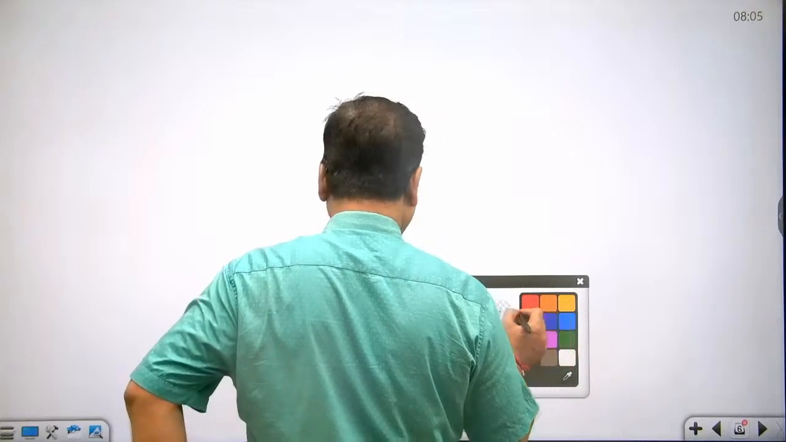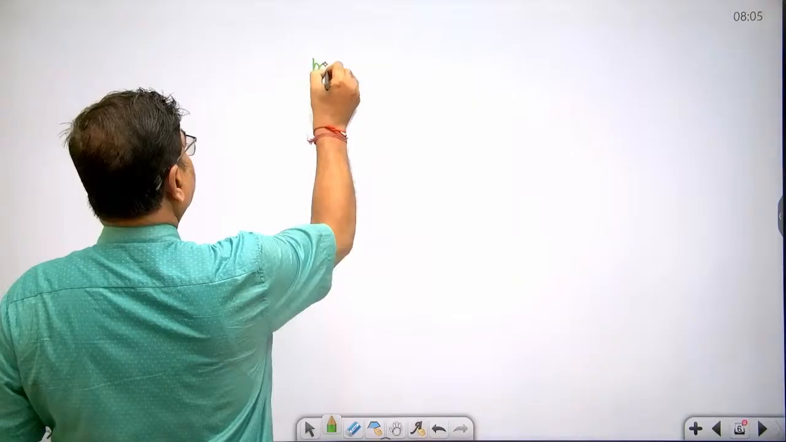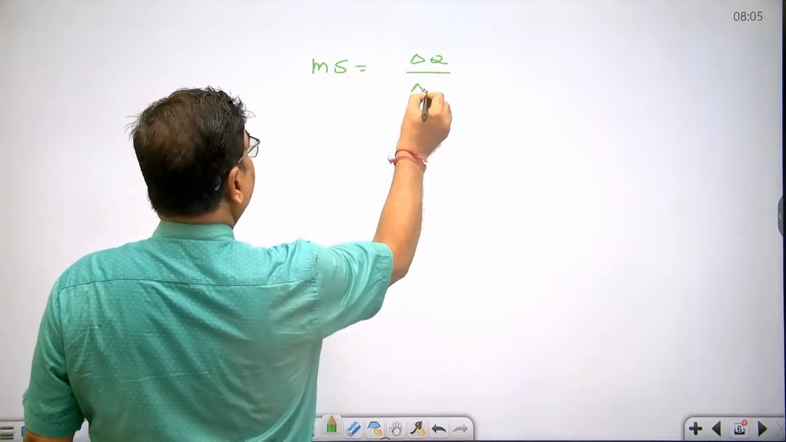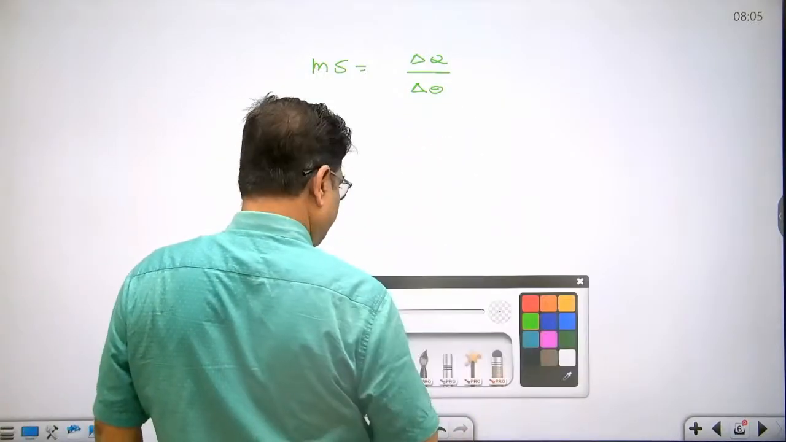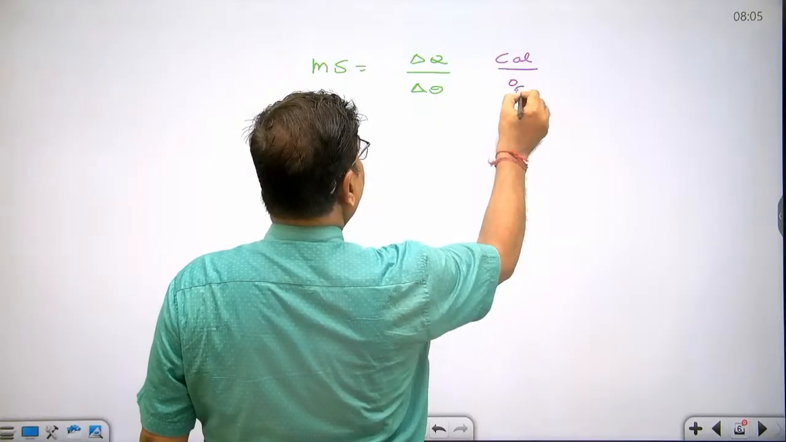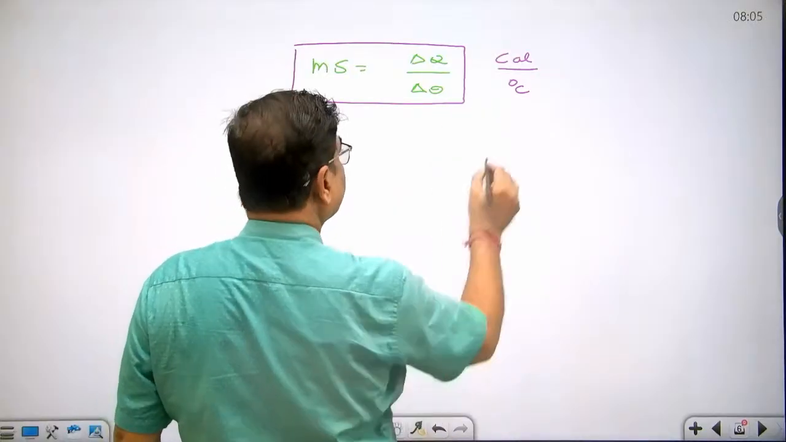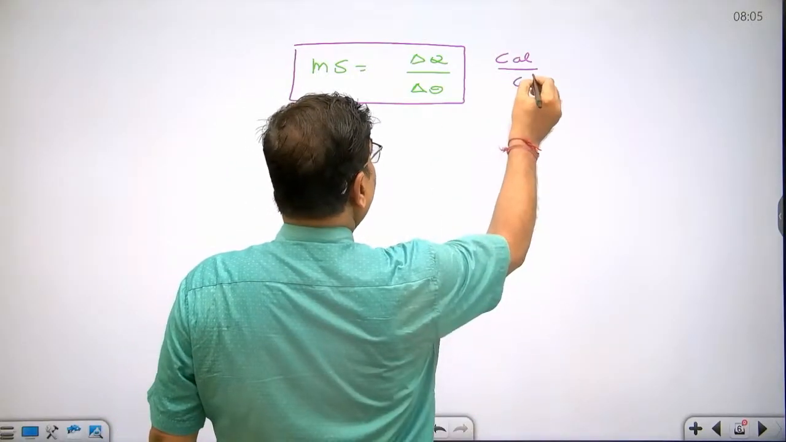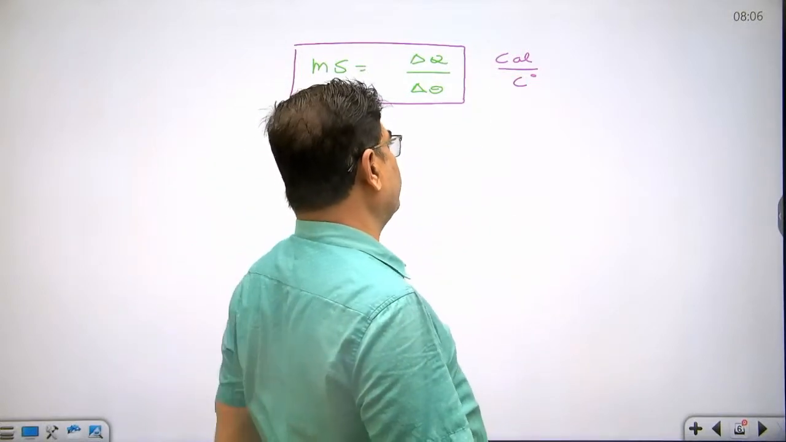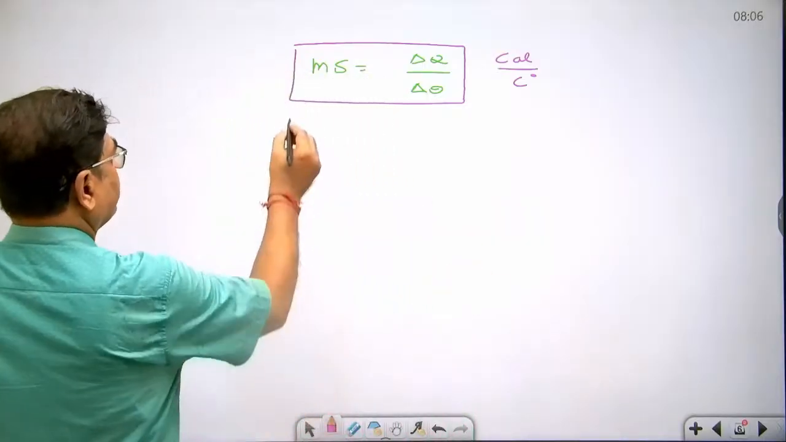Now let's learn about the heat capacity. This ms is called heat capacity. Its unit is calorie upon degree centigrade. Dear student, when this degree is written after C, it indicates change in temperature. When it is written before C, it indicates temperature. Okay. So what is heat capacity?